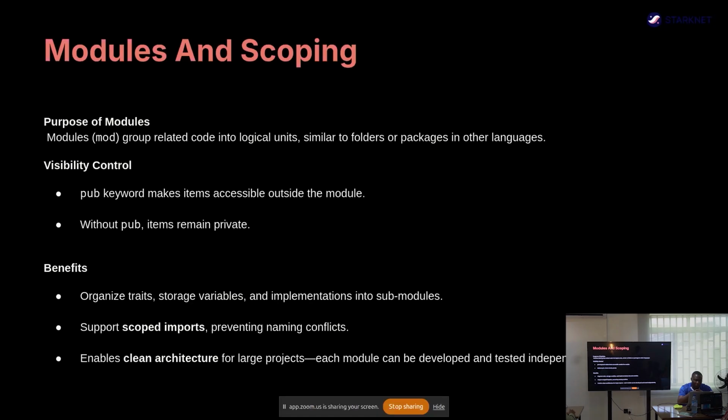So for you to make a module accessible from another module, you type it public, that's pub. Without pub, it remains private. So you can create a module, but it should not be accessible if you don't make it a public module. The benefit is organizing state, storage variables, and implementation into submodules.